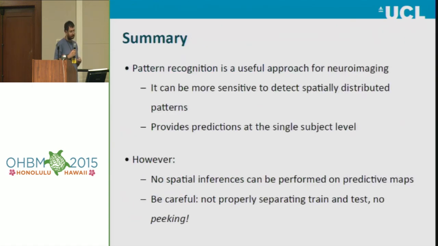So in summary, pattern recognition is a very useful approach for neuroimaging compared to the standard univariate ways of analyzing data. It can be much more sensitive to detect spatially distributed patterns. We can also use it to provide predictions at the single subject level, which is very useful. However, we do have to think about how we interpret the weight maps that are produced. They look nice and give some sense of what's going on, but as I say, you can't really do local inference on these weight maps, so we have to bear that in mind.